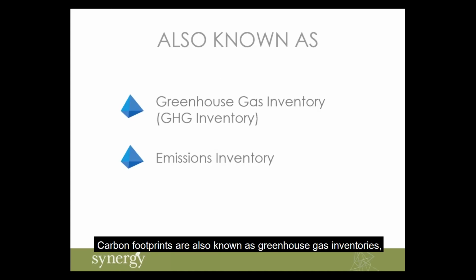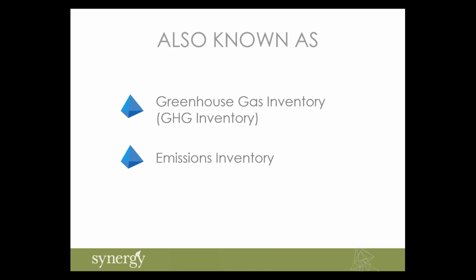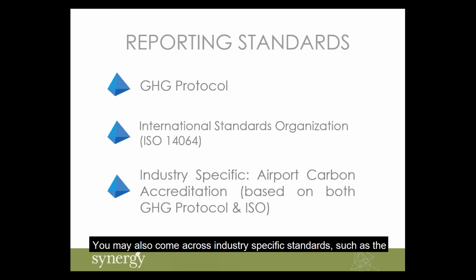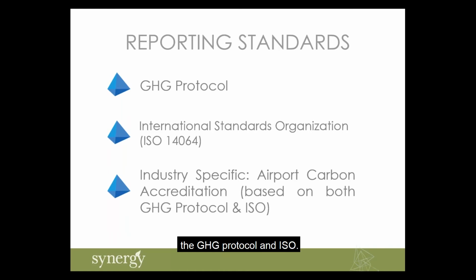Carbon footprints are also known as greenhouse gas inventories, or GHG inventories, or simply emissions inventories. There are two key reporting standards. The global standard for carbon accounting is the GHG Protocol. ISO also has a series of standards that cover organizations, projects, and verifications. And you may also come across industry-specific standards, such as the Airport Carbon Accreditation Program, which is based on both the GHG Protocol and ISO.